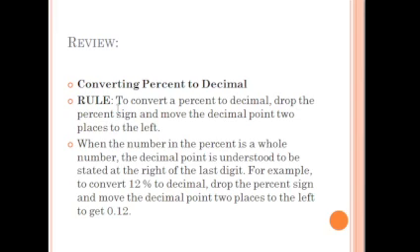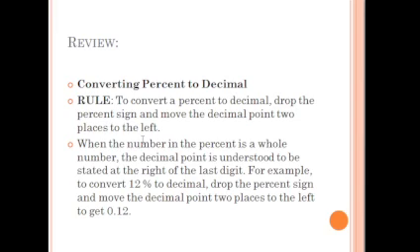Our rule here is to convert a percent to decimal, drop the percent sign, and move the decimal point 2 places to the left. When the number in the percent is a whole number, the decimal point is understood to be stated at the right of the last digit.